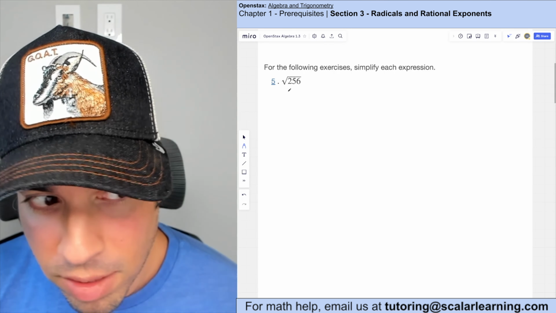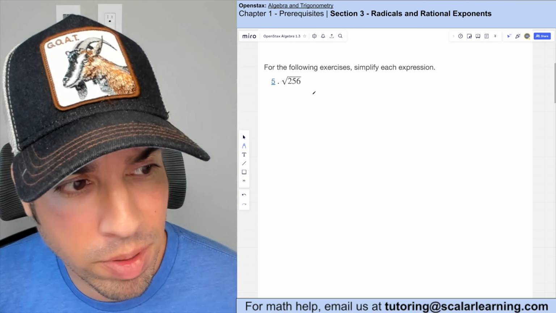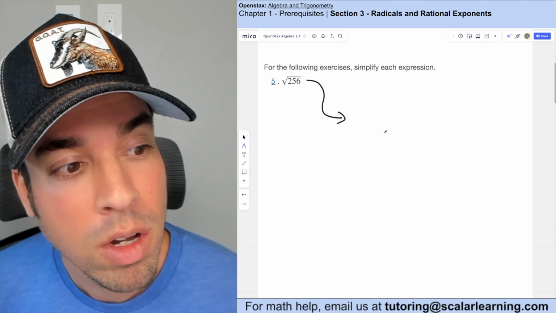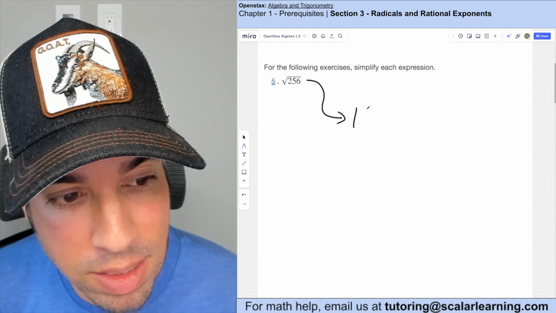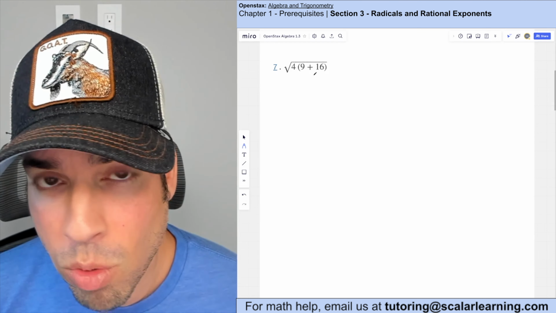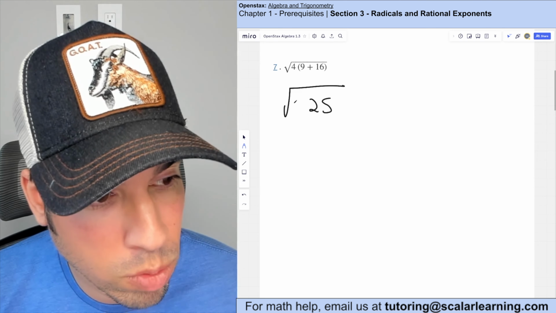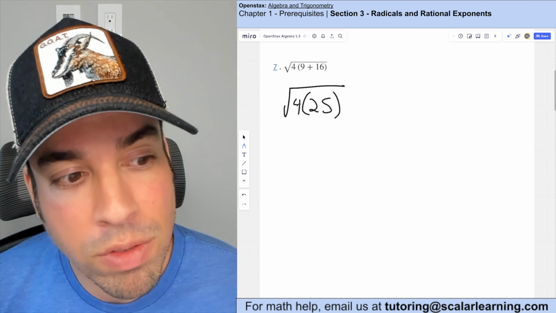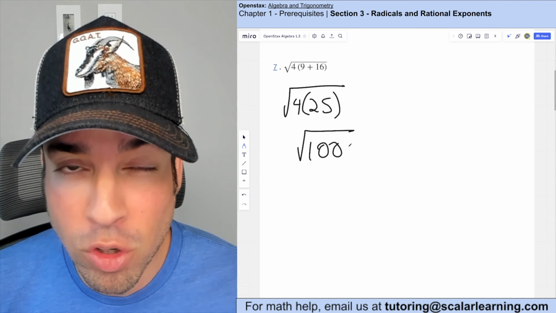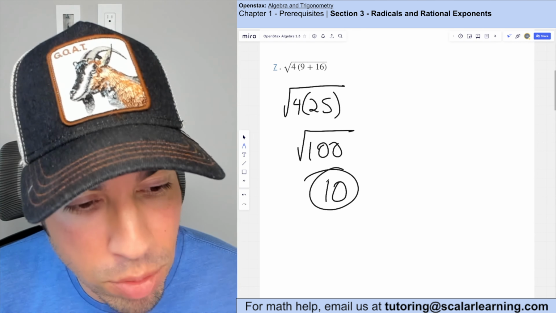For this problem, we're asked to take the square root of 256, meaning what number times itself equals 256. Now, lucky for us, 256 is a perfect square, and the square root of 256 is simply 16. Boom, done. With a problem like this, first we're going to simplify the inside following order of operation. So 9 plus 16 is, of course, 25. Then we have the square root of 4 times 25. So what is 4 times 25? That is 100. Last but not least, we're going to take the square root of 100. Again, it's a perfect square. What times itself equals 100? That is 10. Boom, done.